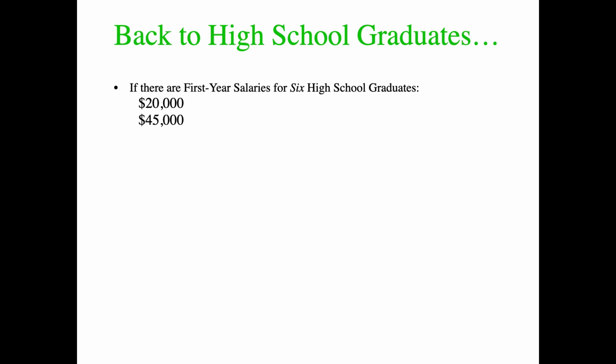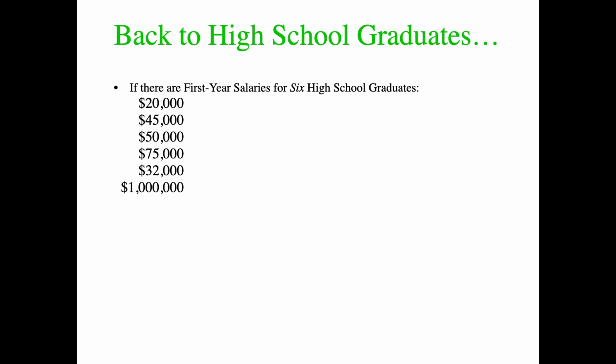Now back to our high school graduates. Imagine instead we had the first year salaries for 6 high school graduates, not 5, 6. Imagine we have one that has 20,000, another one that has 45,000, another one that has 50,000, one that has 75,000, 32,000, and lo and behold, we have one person who made $1 million 1 year after high school. Maybe they were signed to be on a big movie and they made $1 million in that first year. So anyway, I've got their 6 salaries and I say, okay, what's their mean salary?